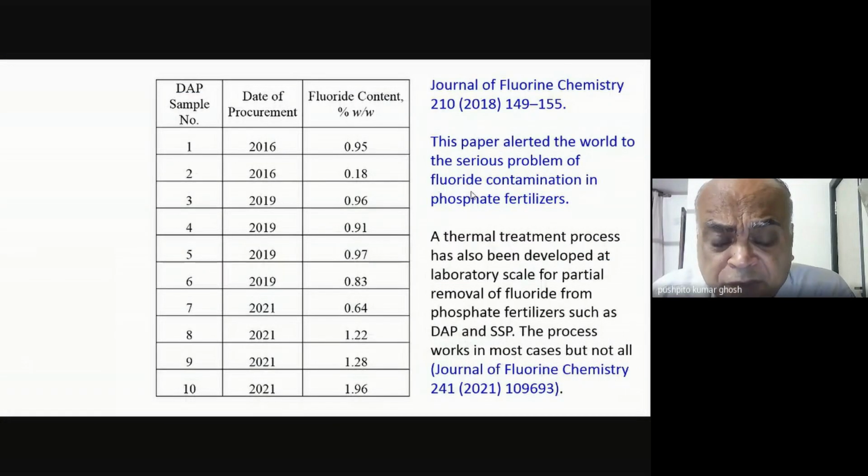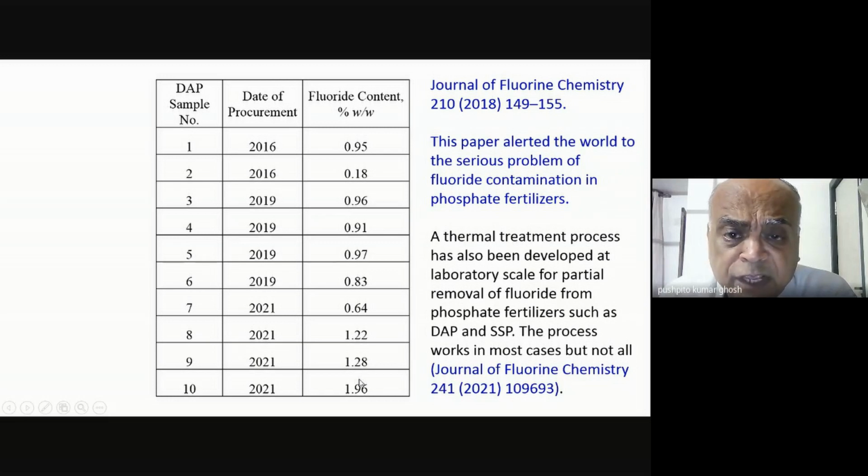Just see what is the fate. This is a study that was done by ICT, by us, in 2018. This is the paper that made people aware of how serious the problem is. These are all DAP fertilizers, diammonium phosphate. I'm talking about 2016, then 2019, some more samples were collected. This year, some more samples have been collected. Some are yet to be analyzed.